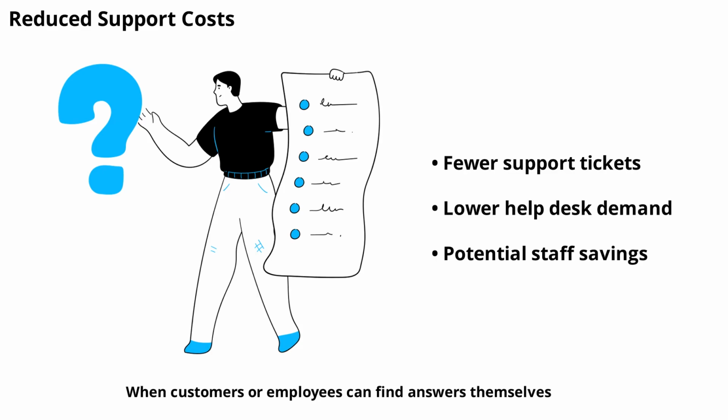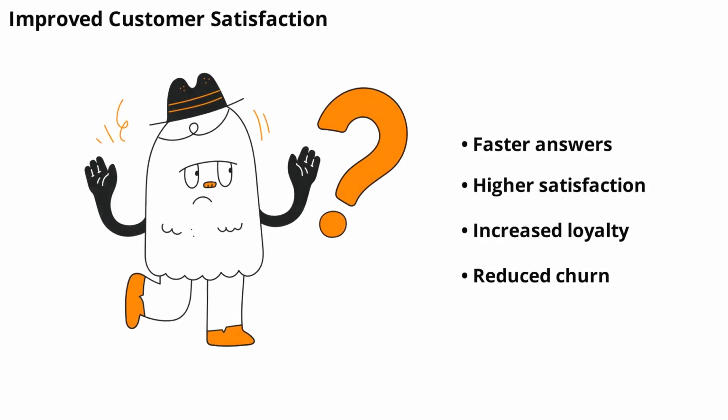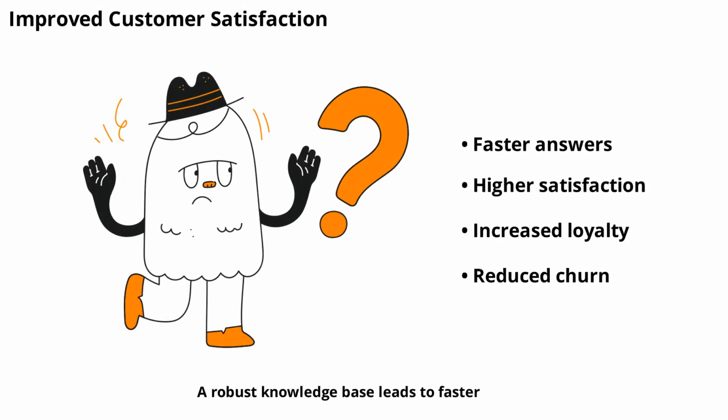Knowledge-based software can also lower support costs. When customers or employees can find answers themselves, there are fewer support tickets and less demand on your help desk team. This means you may need fewer support staff or can reassign them to higher value tasks. To estimate these savings, look at your current support volume and project how much it could decrease after implementing the software. A robust knowledge base leads to faster, more accurate answers for customers. This boosts satisfaction and can increase loyalty and retention.